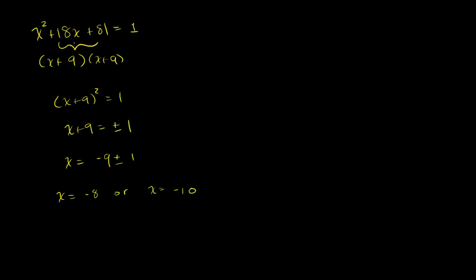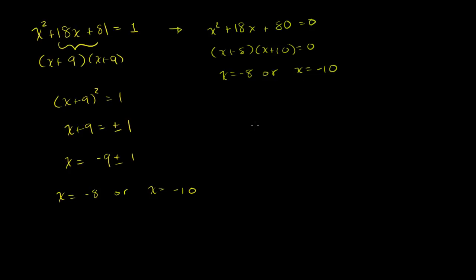And once again, you could have done this the traditional way. You could have subtracted 1 from both sides, and you would have gotten x squared plus 18x plus 80 is equal to 0. And you'd say, hey, gee, 8 times 10 is 80. 8 plus 10 is 18. So you'd get x plus 8 times x plus 10 is equal to 0. And then you would get x could be equal to negative 8, or x could be equal to negative 10. That was a good warm up. Now I think we're ready to tackle completing the square.